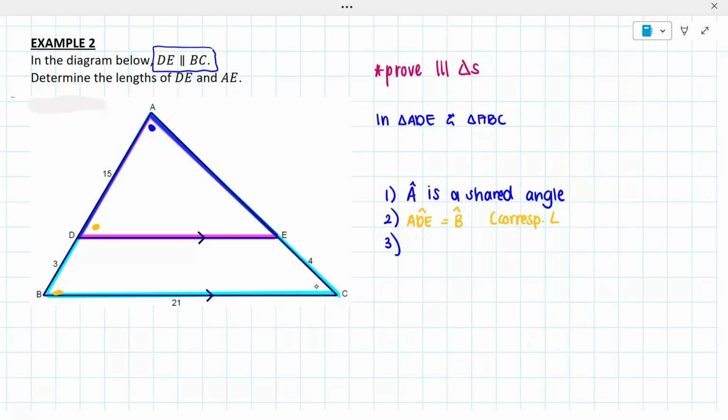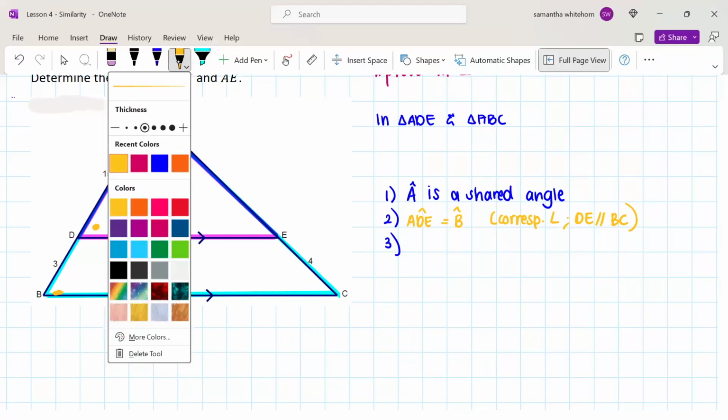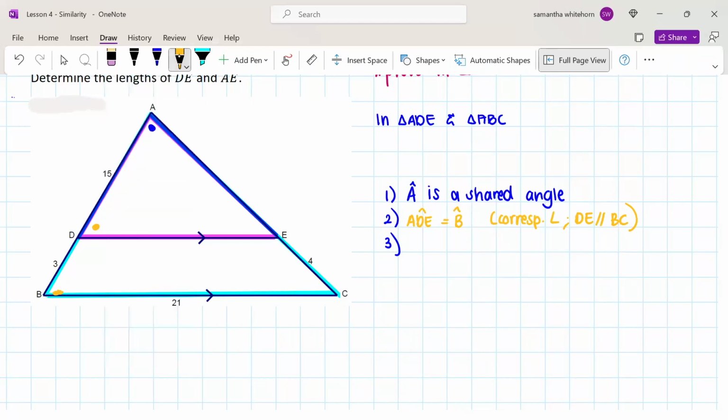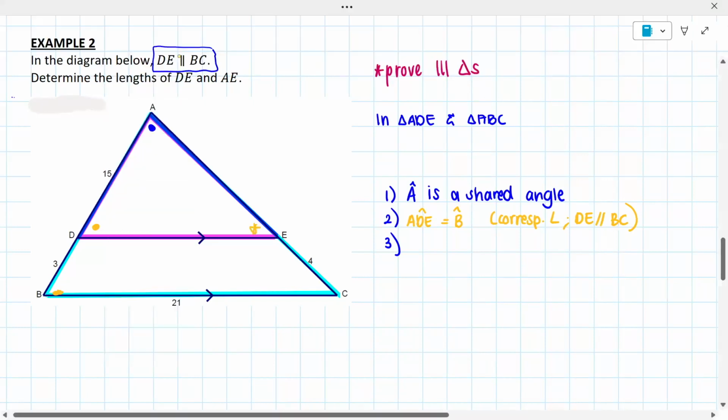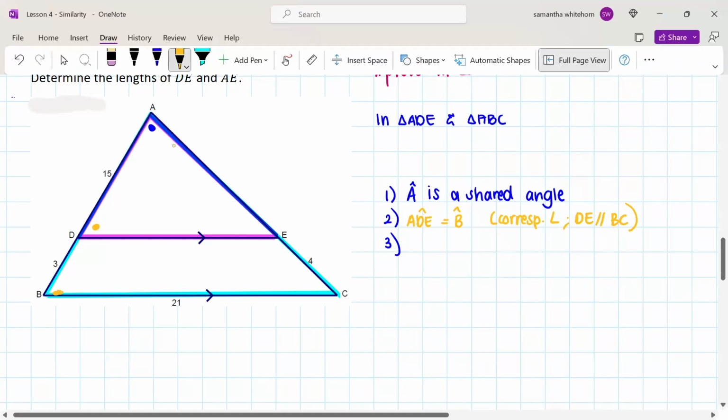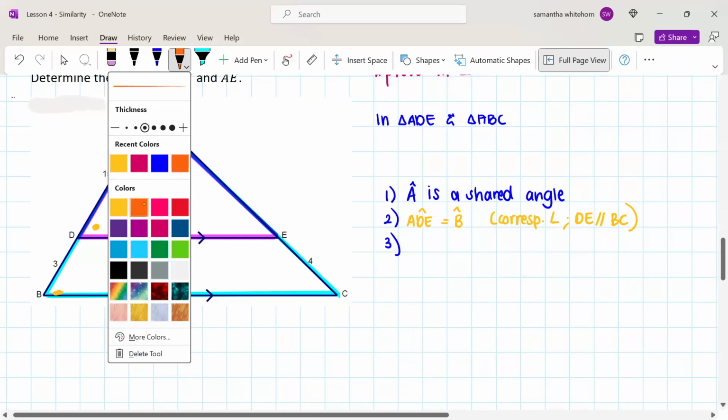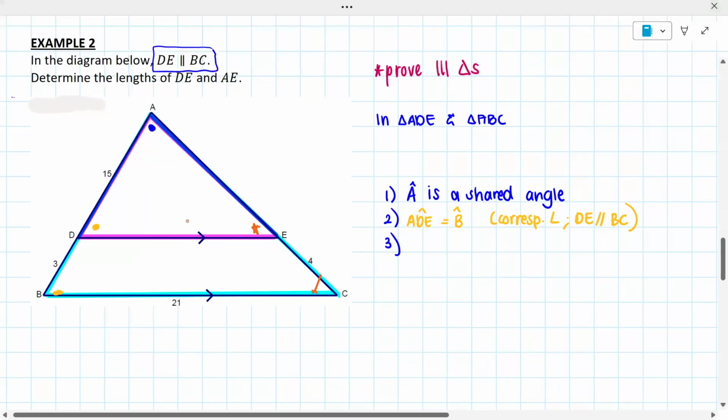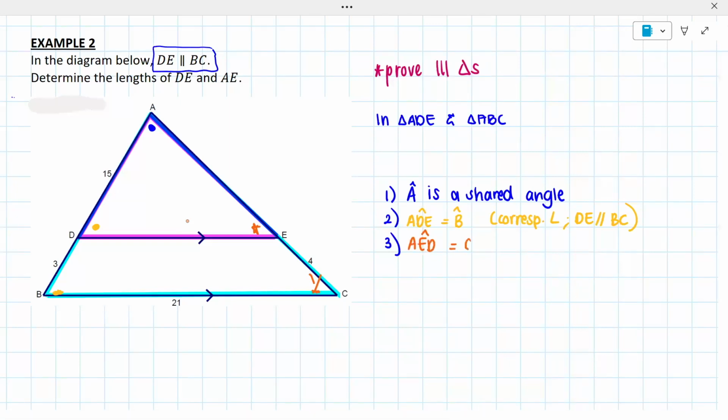And remember, anytime you use a parallel line reason, you have to state the parallel line. So DE parallel to BC. And then for your third angle, you've got 2 options. Because you know it's just angles in a triangle, you could use that. Or again, you can use corresponding angles because you still have those parallel lines. They are still corresponding angles. It's completely up to you what you prefer. So you'll get both marks. It's absolutely fine. So angle AED is equal to angle C.